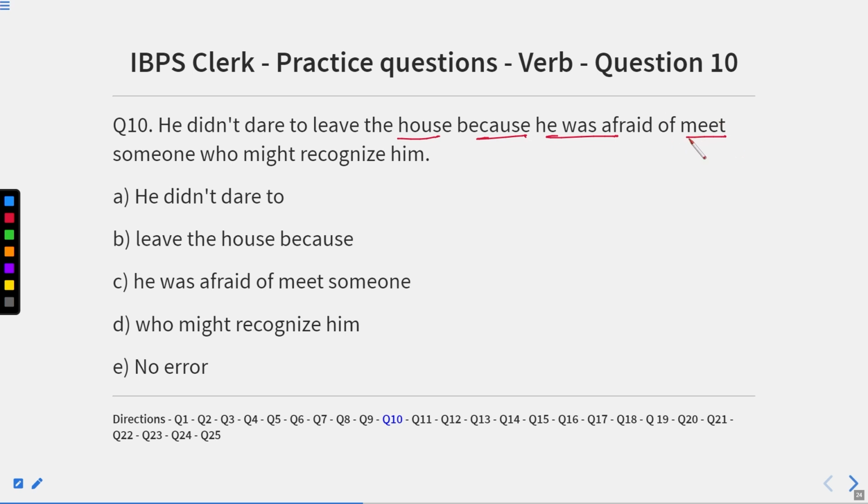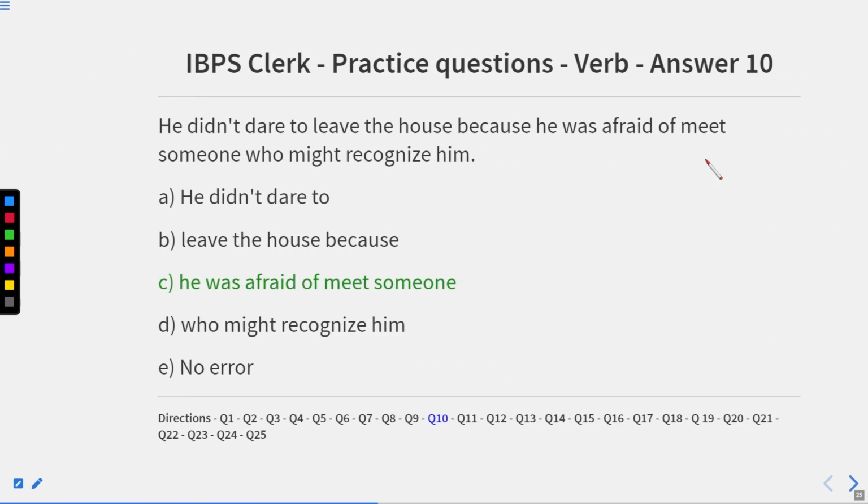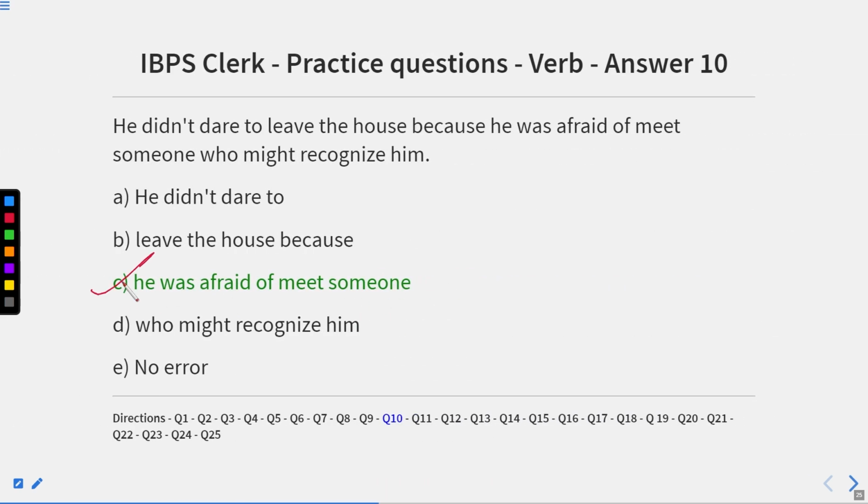Whenever we have a preposition, it should be followed by the ing form, which we have already read. So this meet should be replaced with meeting. Our answer is C, because after a preposition we can only have the ing form. So the correct sentence will be, he didn't dare to leave the house because he was afraid of meeting someone who might recognize him.